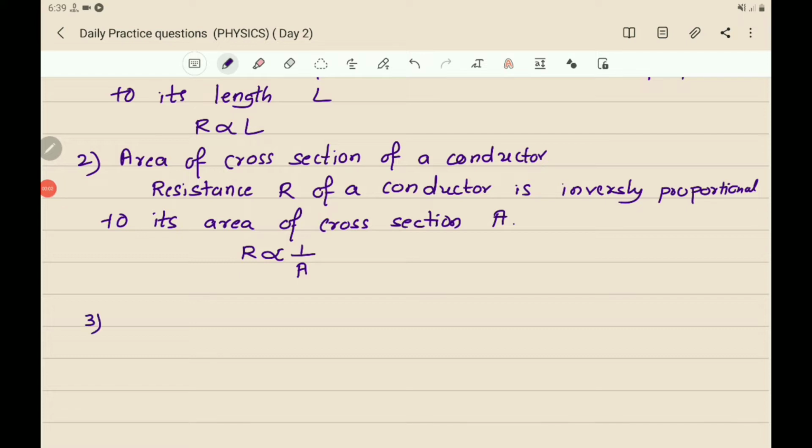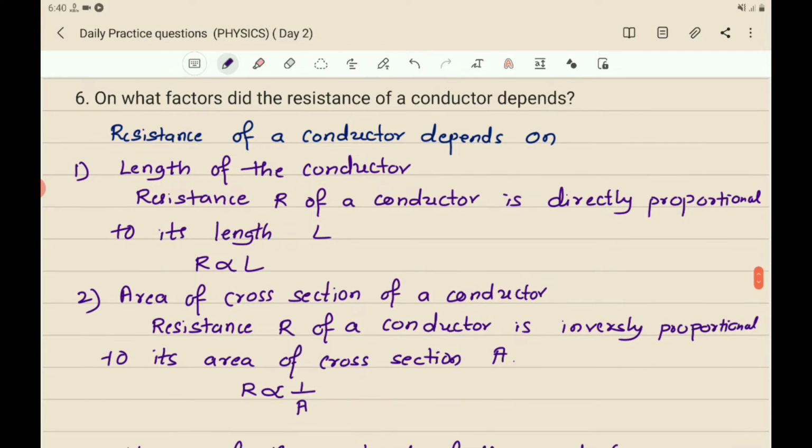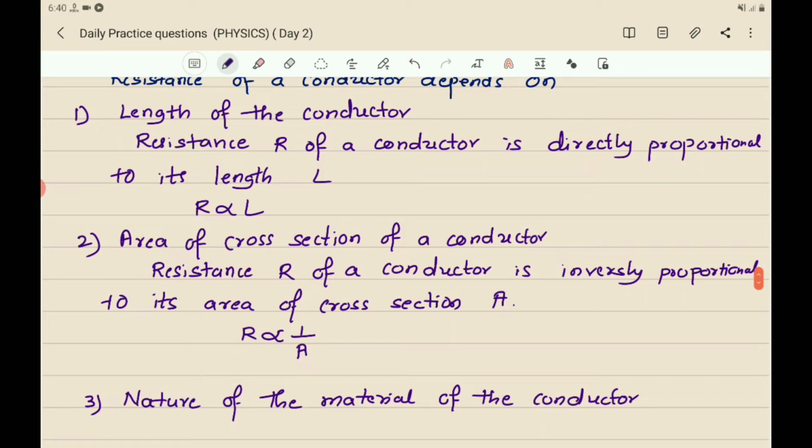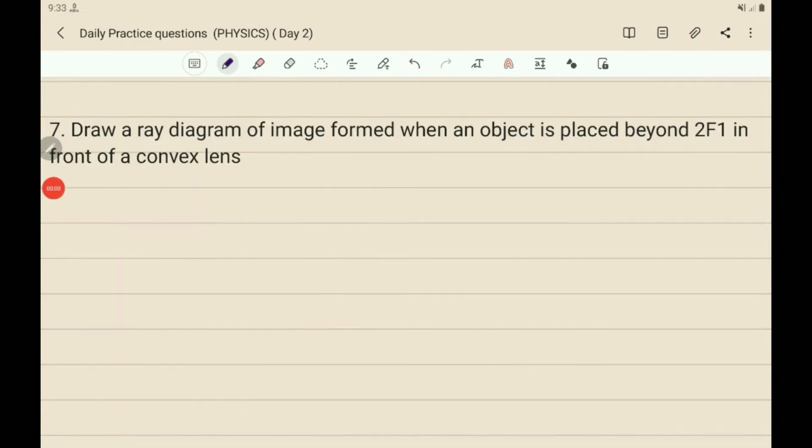Third one, you take nature of the material of the conductor. So the factors affecting the resistance of a conductor are the length of the conductor, the area of cross section of the conductor, and the nature of the material of the conductor.